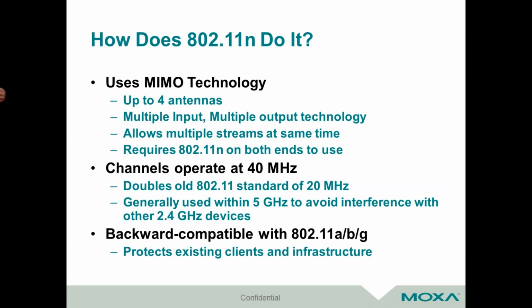Now, there is one thing to keep in mind when it comes to the backwards compatibility. The 802.11n standard is only backwards compatible to the same frequency standards that it's running off of. So if, for example, you're running 2.4 gigahertz N, it will only be backwards compatible with B and G and not with A. And conversely, if you are running 5 gigahertz 802.11n, it's only going to be backwards compatible with 802.11a and not B and G. So just kind of something to keep in mind.